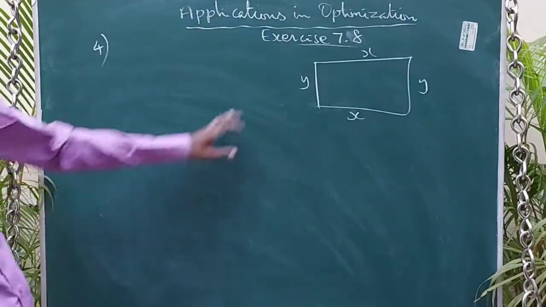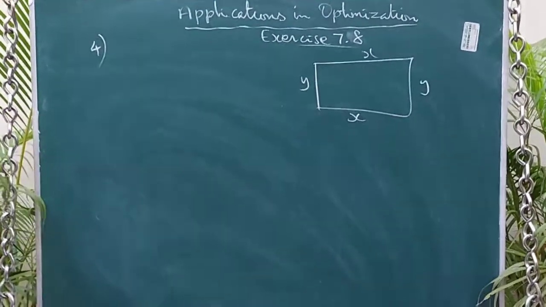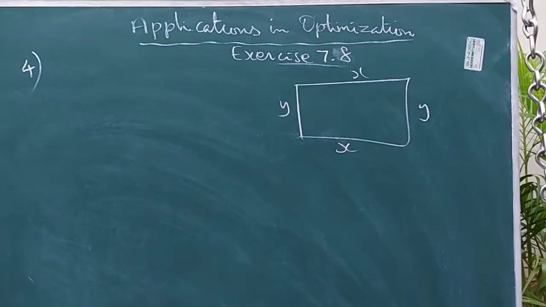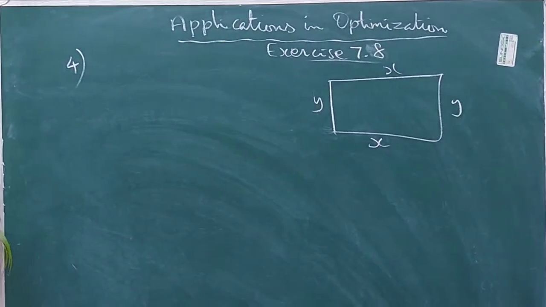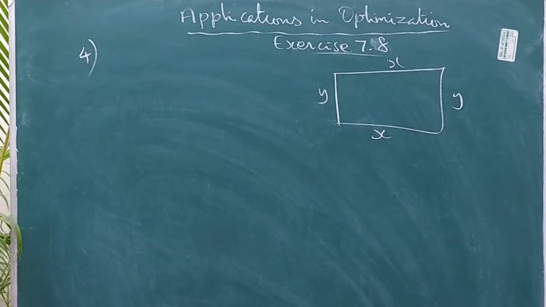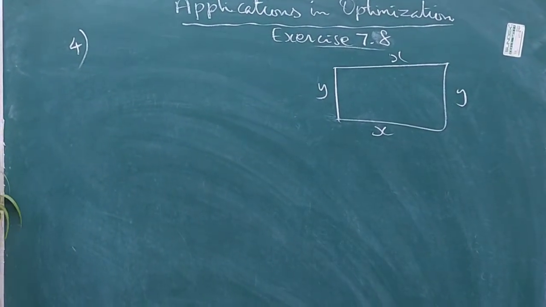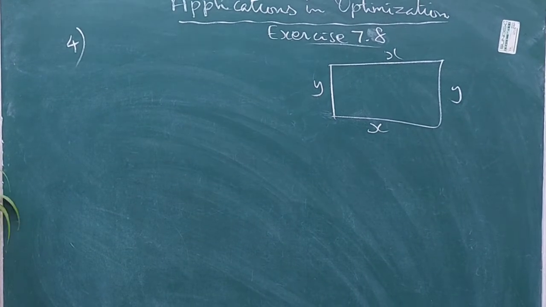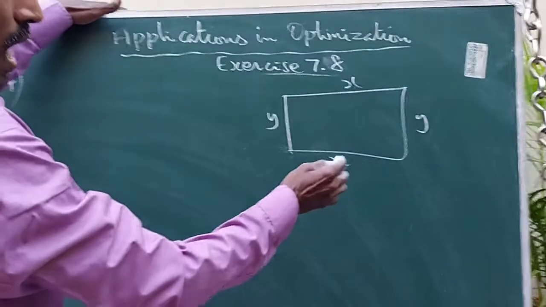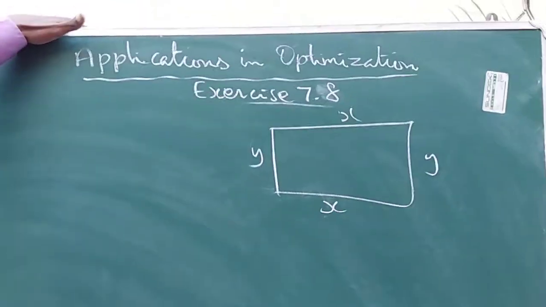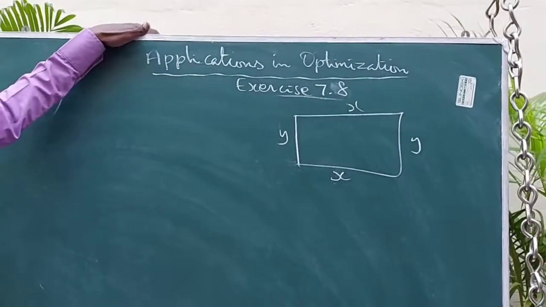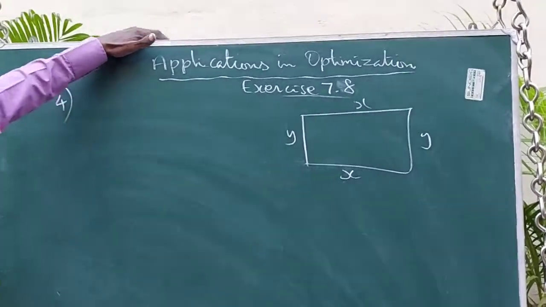Number 4 in the exercise 7.8, the question is: a garden is to be laid in a rectangular area and protected by a wire fence. What is the largest possible area of the fenced garden with 40 meters of wire? Listen my dear student, consider a rectangular garden, assume the length as x and breadth as y. So the total fencing is given as 40 meters, that means the perimeter is 40 meters.